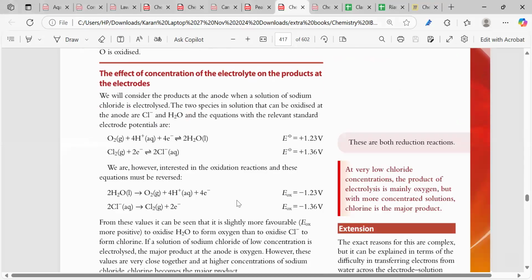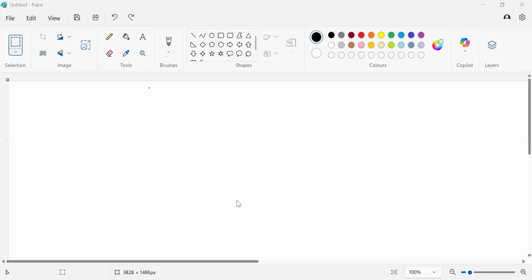Effect of concentration. The second thing is that the type of the product depends upon the concentration. Now write down this: what does dilute NaCl mean? Dilute NaCl means a small amount of NaCl and a huge amount of water. Concentration will be determining only the anode product, not the cathode.